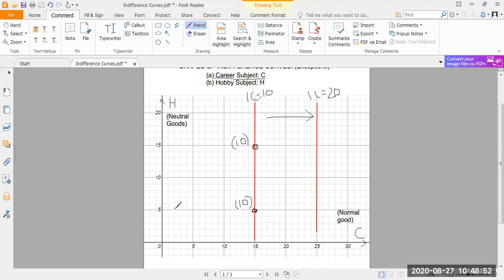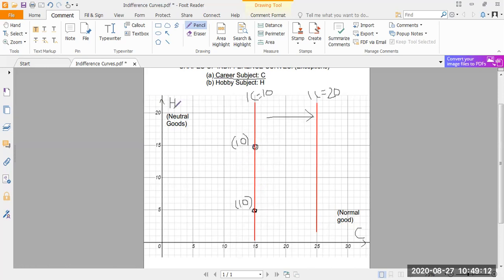But having more marks in my neutral good, that is, having more marks in my hobby subject, does not make me happy. That is why it's called a neutral good. If you reduce the consumption of a neutral good, or if you increase the consumption of a neutral good, it does not change your utility.